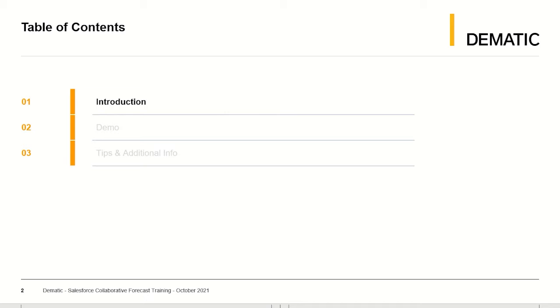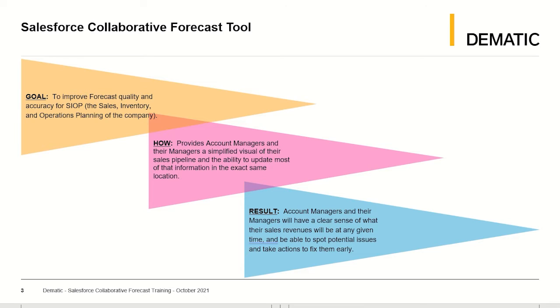We'll start with just a little introduction as to what the Salesforce Collaborative Forecast Tool is. The goal of the Salesforce Collaborative Forecast Tool is to improve forecast quality and accuracy for SIOP reporting. SIOP is the acronym for the Sales, Inventory, and Operations Planning of the company.